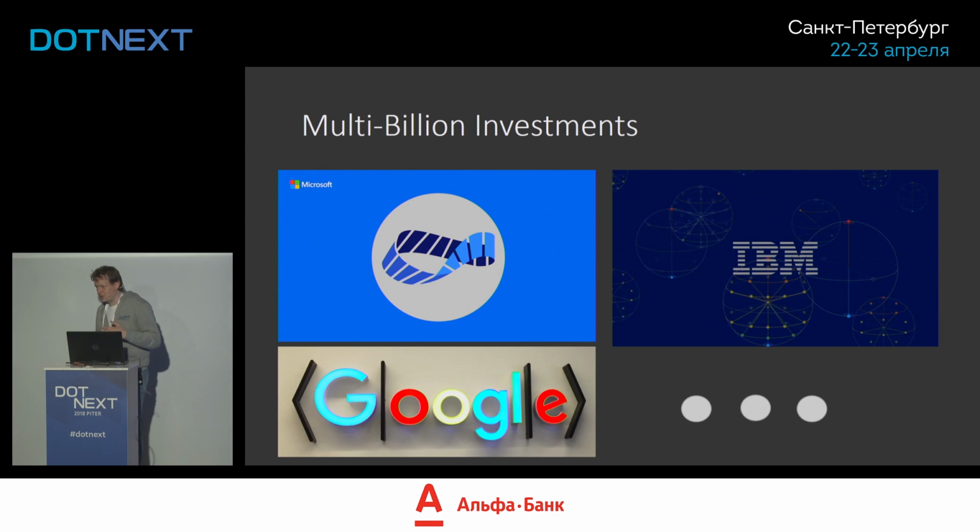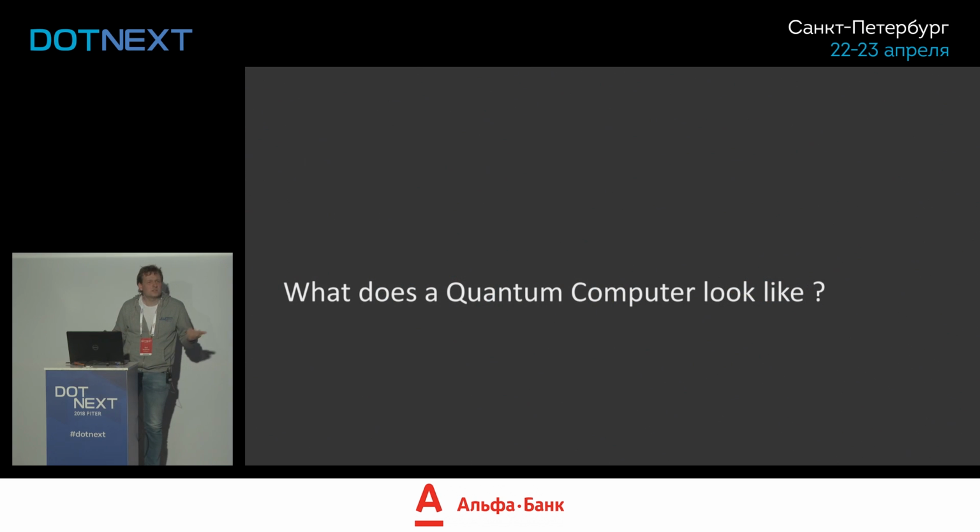So as you can imagine, a lot of companies in the cloud computing space are making multi-billion investments in getting these things to work. Okay, so this is something we want to have because it's going to make things possible. So what does this look like? What does this magical machine look like?